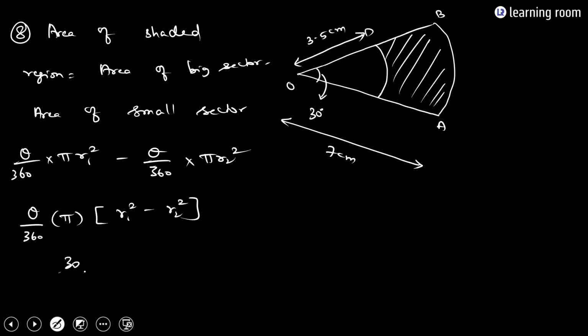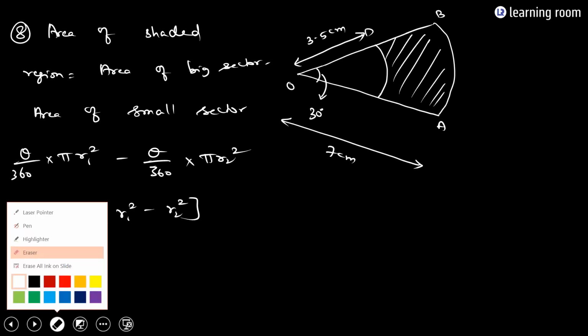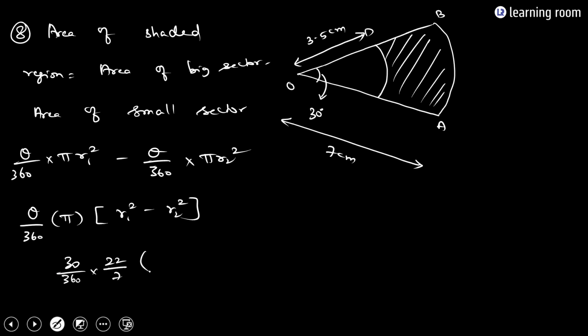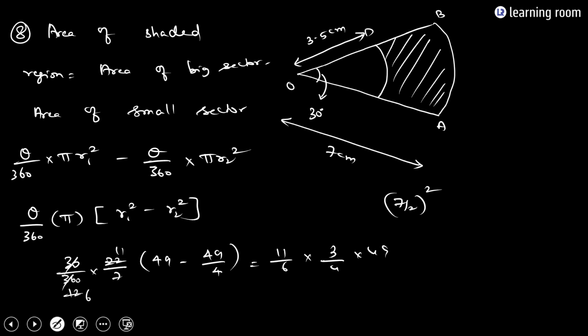So theta is 30 divided by 360 into pi. Pi is actually 22 by 7 into r1 square, which is 49, minus r2 square, which is 49 by 4. I wrote it directly because 3.5 is actually 7 by 2, so 7 by 2 the whole square is 49 by 4. It goes 12 times, 11 and 6. So 11 by 6 into 3 by 4 times 49. It goes 2 times. So 49 into 11 divided by 3, 11 by 42.